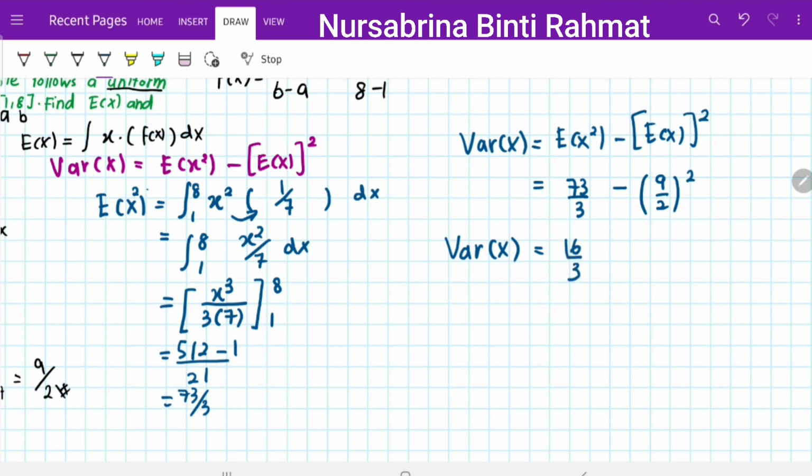Okay, so I hope with all these 4 different questions that we already discussed to determine your mean and variance, this will help you to understand how to calculate your mean and variance for your continuous random variable.